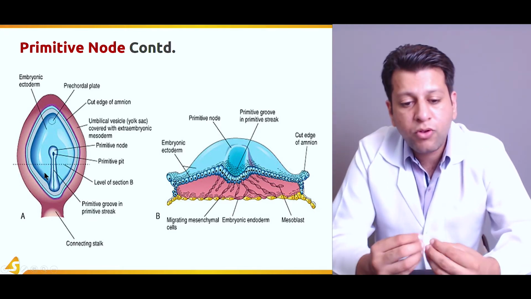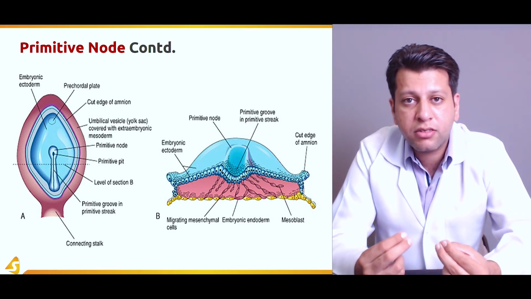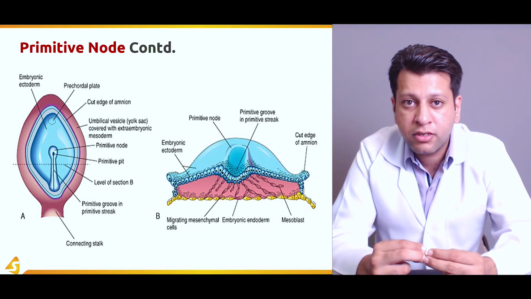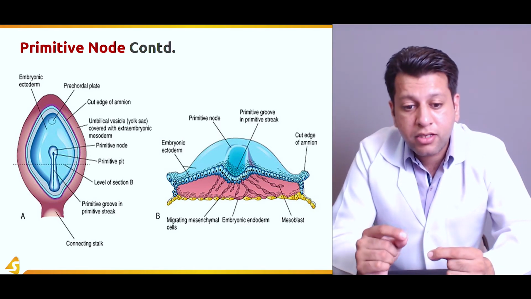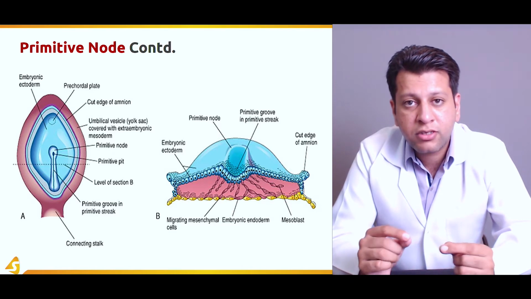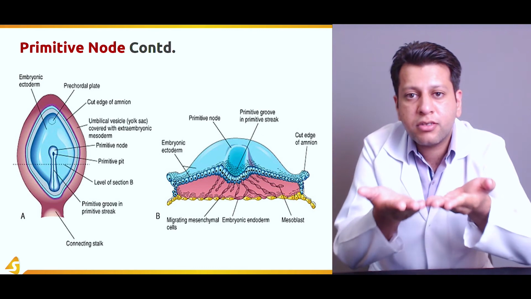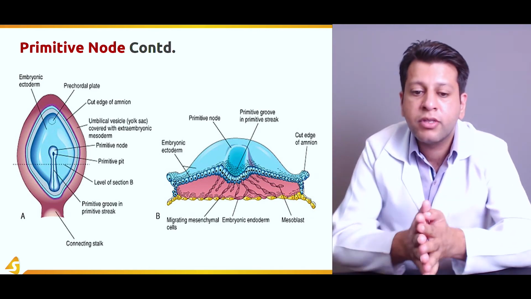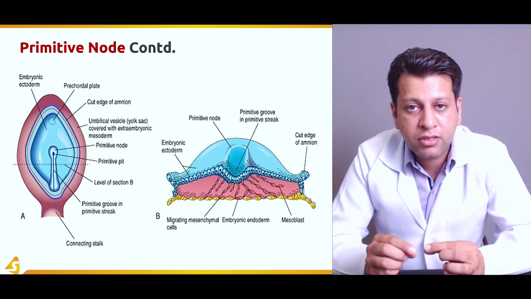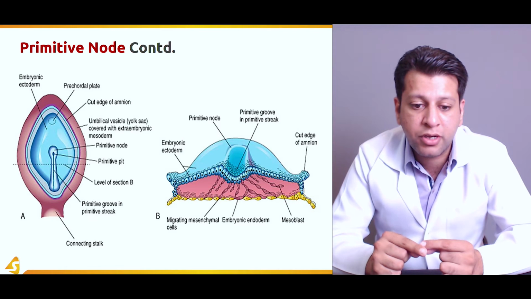Why it is called the primitive pit is that this is the point where it all starts. This is lying towards the caudal third of the region, and this is the point where the cells suddenly start to migrate and dive down. If this is the surface, then when cells migrate down, there will be a pit formation. This is the point from which the process of gastrulation initially starts.